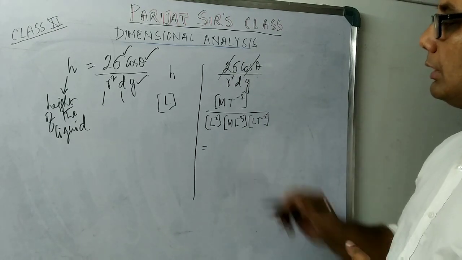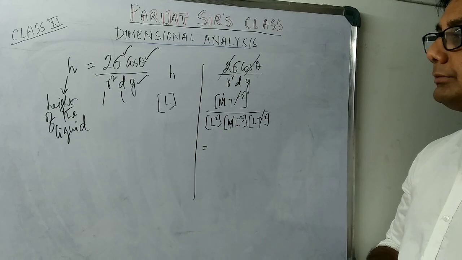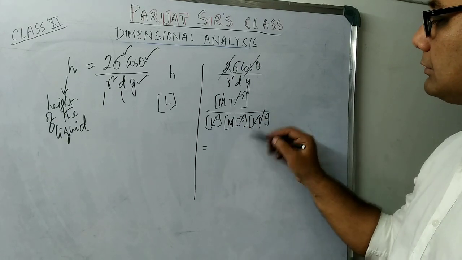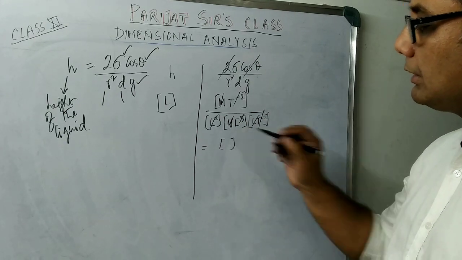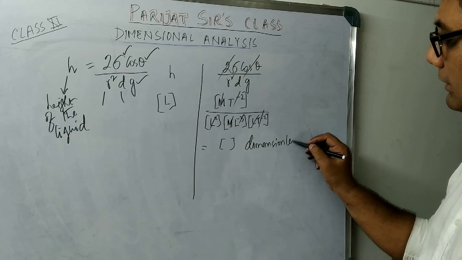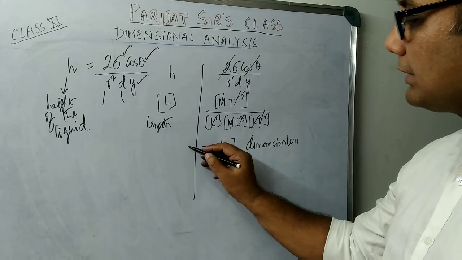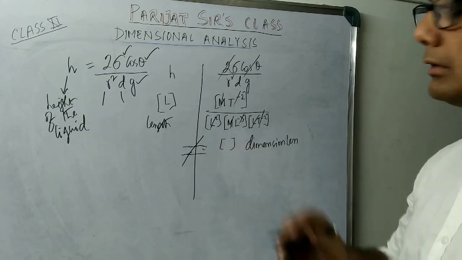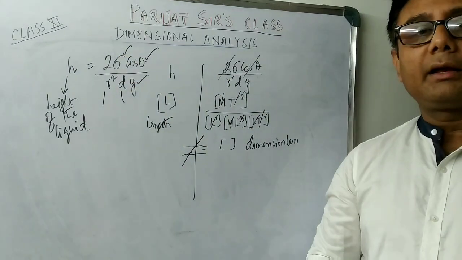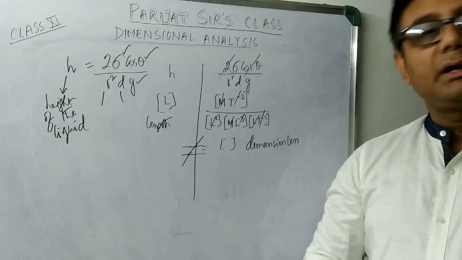So let's see here now. M cuts. T to the power minus 2, T to the power minus 2 cuts. It is L to the power 3 and L to the power minus 3, so it also cuts. That means there is no dimension coming here. So this is telling it is dimensionless. But this is showing the dimension of length. So both sides are not matching. So we can tell that this formula is dimensionally incorrect, means there cannot be any formula of this. Clear?